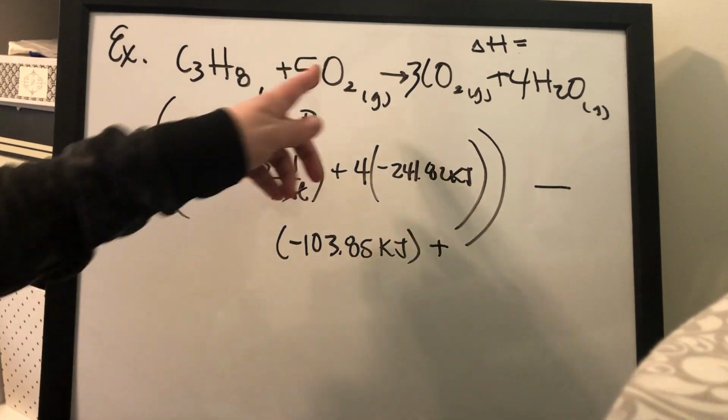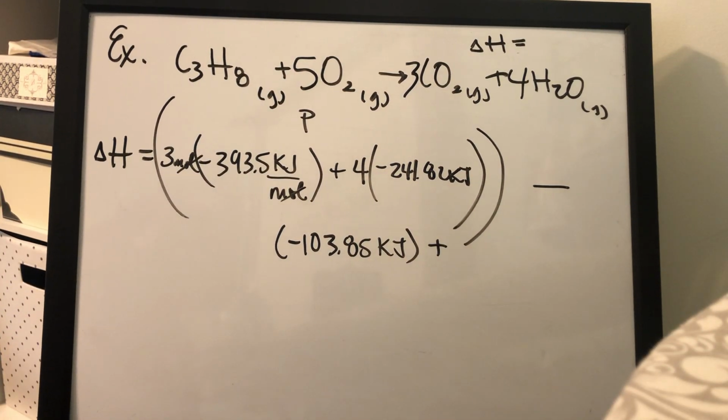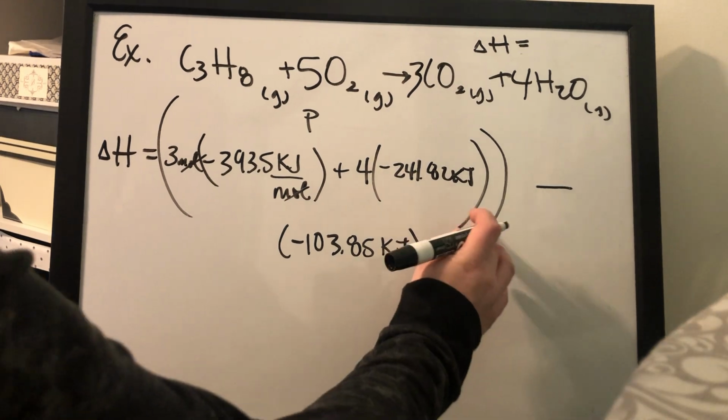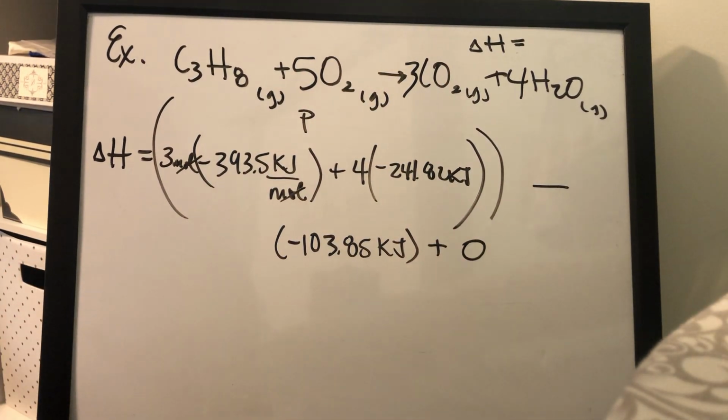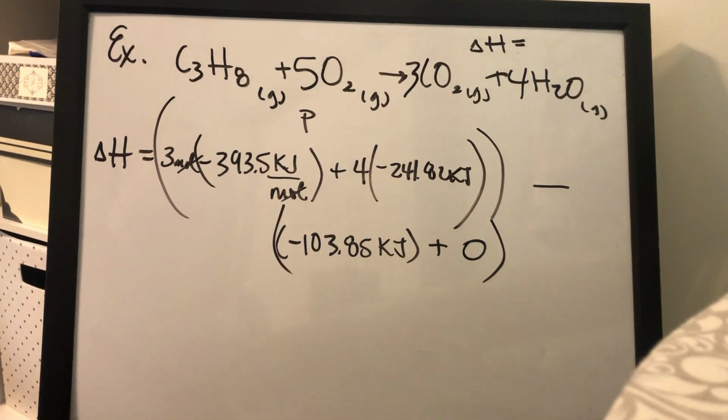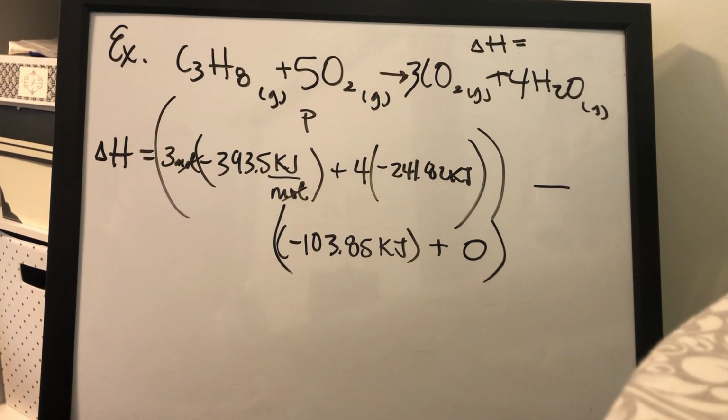And the enthalpy of formation for O2. If you go to look up O2, you find that it's 0. And of course 5 times 0 is 0, so it doesn't matter. You may remember that the enthalpy of formation of an element or a diatomic is 0.